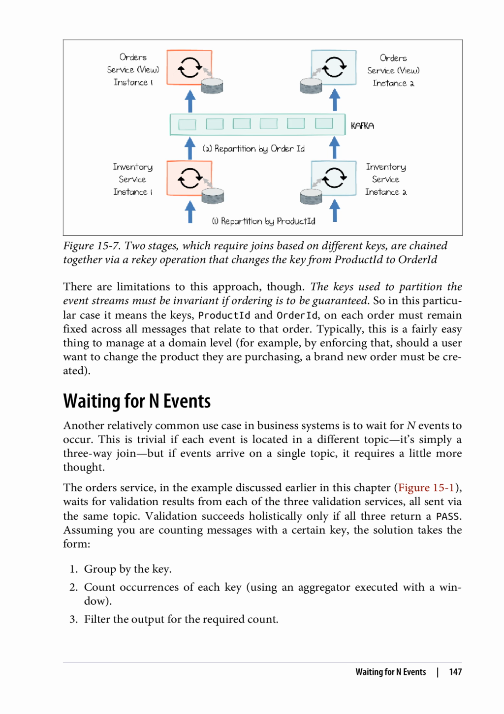Waiting for n events. Another relatively common use case in business systems is to wait for n events to occur. This is trivial if each event is located in a different topic, it's simply a three-way join, but if events arrive on a single topic, it requires a little more thought. The orders service, in the example discussed earlier in this chapter, Figure 15.1, waits for validation results from each of the three validation services, all sent via the same topic. Validation succeeds holistically only if all three return a pass.